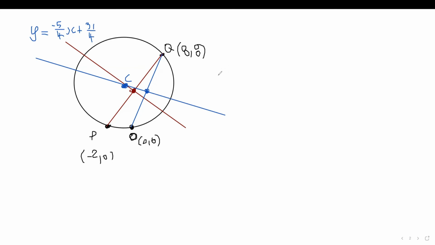Now the midpoint of OQ, if you want to write it down, is going to be equal to, divide 8 by 2, that's 4, so (4, 4). That is the midpoint of OQ. Now we need to find the gradient of the line OQ. The gradient of OQ is equal to y2 minus y1, which is 8 minus 0, over x2 minus x1, which is 8 minus 0. That gives 1. So the gradient of this line is 1.